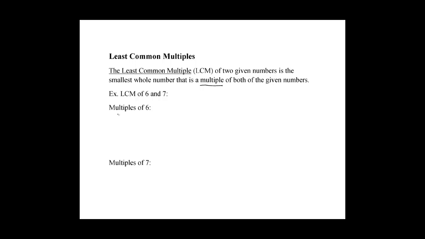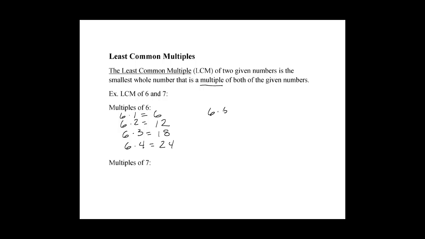First, we want to find the multiples of 6. These are 6 multiplied by 1 equals 6. 6 is a multiple. 6 multiplied by 2 equals 12. 12 is a multiple of 6. 6 multiplied by 3 is 18. 6 multiplied by 4 is 24.